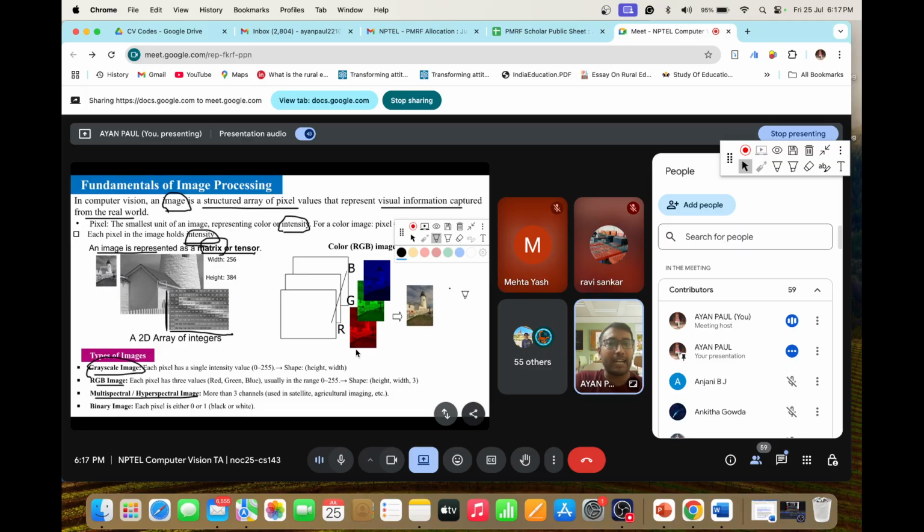So you got it, right? What is an image and what are the types of image? It is very important because it is the basis of computer vision. Let me assume you got it. Now let's move on to the next things.